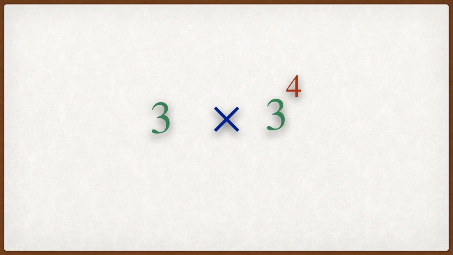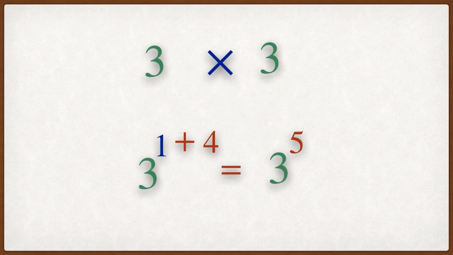Consider multiplying 3 and 3 to the power of 4. In this case, the power on the first 3 is assumed to be 1. 3 to the power of 1 plus 4 is equal to 3 to the power of 5.